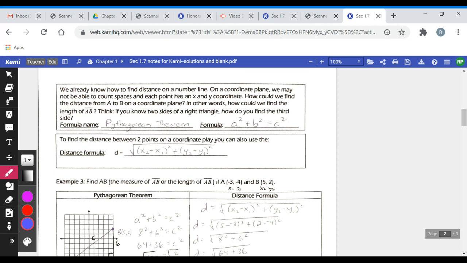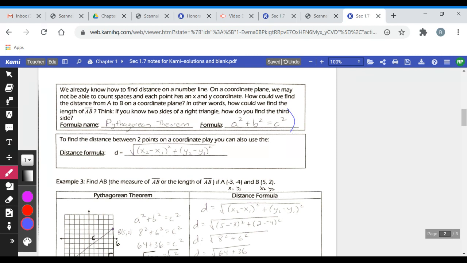And think, if you know 2 sides of a right triangle, how do you find the third side? The Pythagorean theorem is something I know you've used before, and that's what we're talking about here. If you have a diagonal on a coordinate plane, you can make a right triangle out of that. You can count the horizontal and vertical to use the Pythagorean theorem to find the length of the distance. The formula for that is a squared plus b squared is c squared. It's a formula that comes in very handy, and it's one that most people can remember, which is good as well.